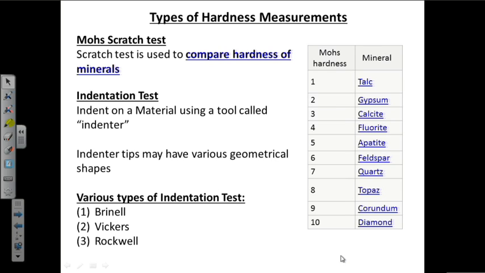The first type of hardness test is the Mohs scratch test. This scratch test is used to compare the hardness of minerals. This kind of test is mostly used by geologists.